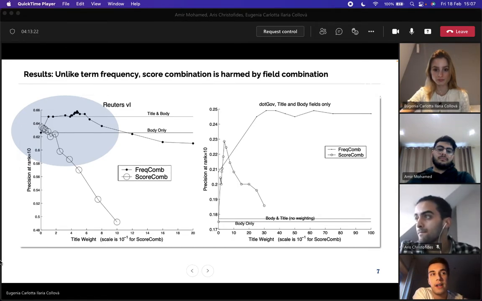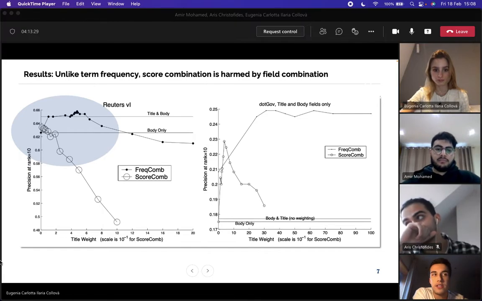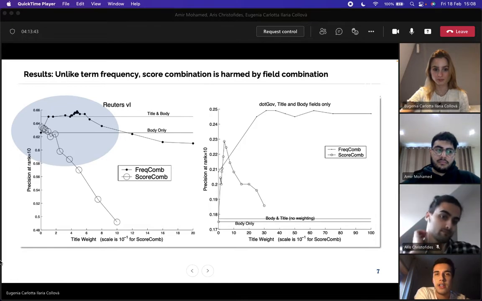Figure 2 depicts the results of the term frequency combinations technique and the score combinations approach for various title field weight values. Let us first go through the Reuters results, which is figure 2 on the left. The suggested field weighting strategy, term frequency combinations, operates as predicted. For a weight value of 1, they retrieve the results obtained without any field weighting. Then, as the weights for the title increase, performance increases, reaching a peak around 8 and then gradually decreasing.